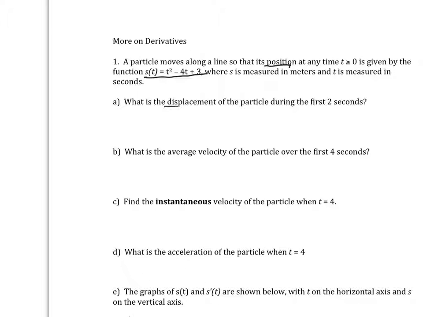So when we're asking what is the displacement of the particle during the first 2 seconds, we're asking what is its position after 2 seconds minus its position at the beginning. When t is equal to 0, its initial position was 3, because t squared and negative 4t both evaluate to 0, and we end up with just 3. And when t is equal to 2, we get 2 squared minus 4 times 2 plus 3, which gives a position of 4 minus 8, negative 4, plus 3 is negative 1.